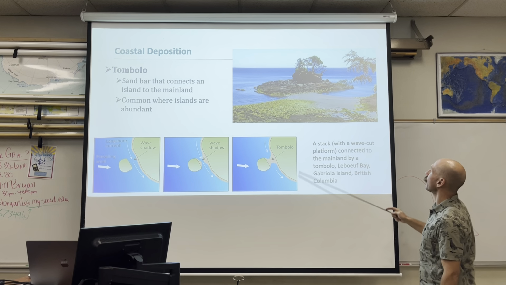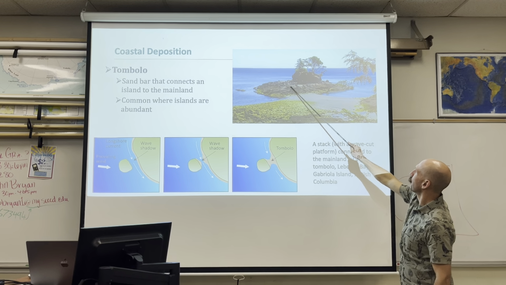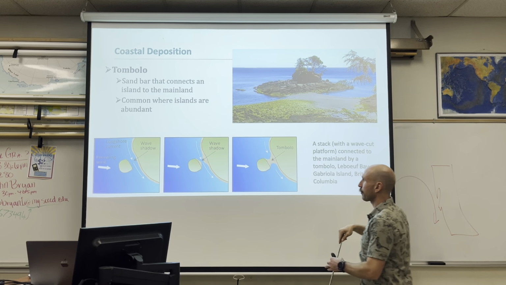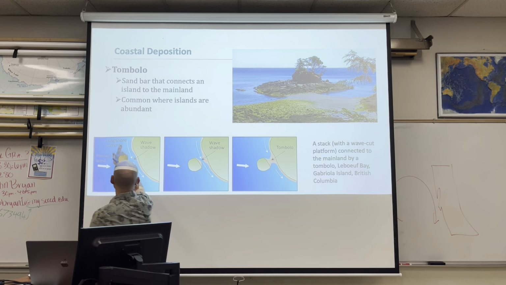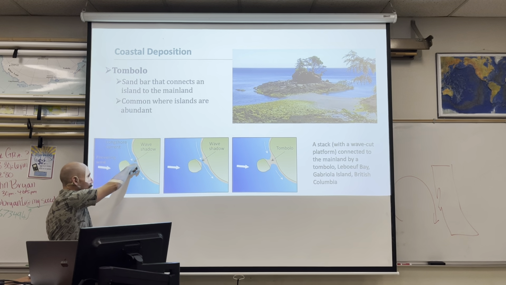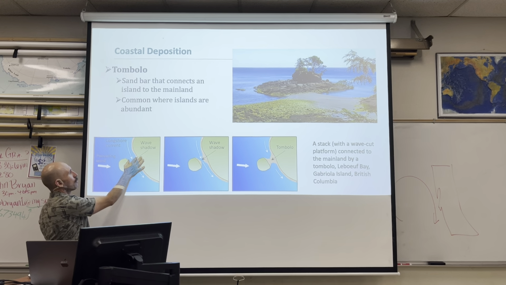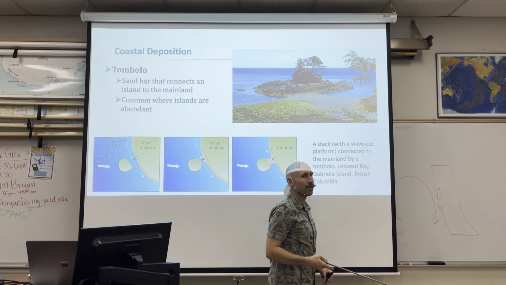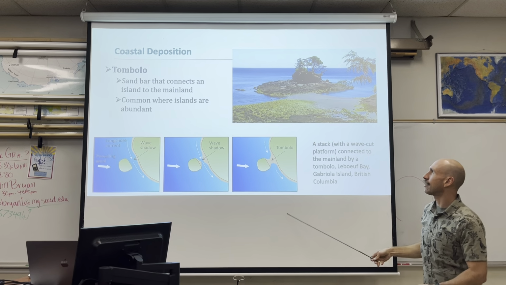Tombolos are pretty cool. Here we see an island, rocky shore, low tide, sand that connects the two of them. Longshore currents, moving sand, longshore drift in this direction, starts to accumulate on either side. As that sand accumulation grows, it connects, giving us a connected mainland to the island, thus a tombolo.